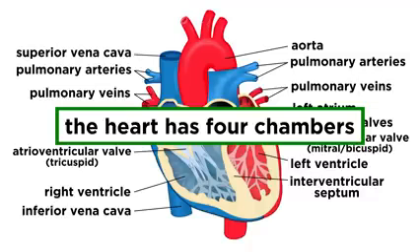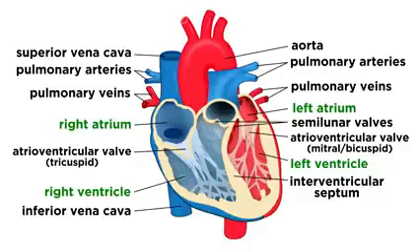Speaking of chambers, the heart has four of them. These are the two atria and the two ventricles we talked about. The atria are separated by the interatrial septum, and the ventricles are separated by the interventricular septum. The atria are the receiving chambers where blood arrives, which is then pushed down into the ventricles.